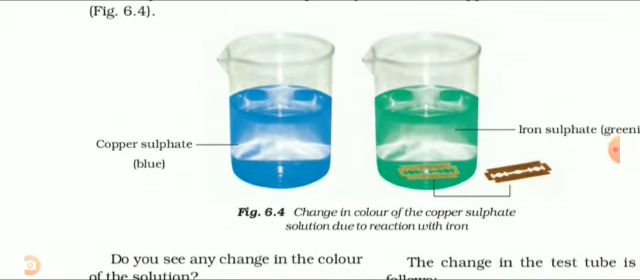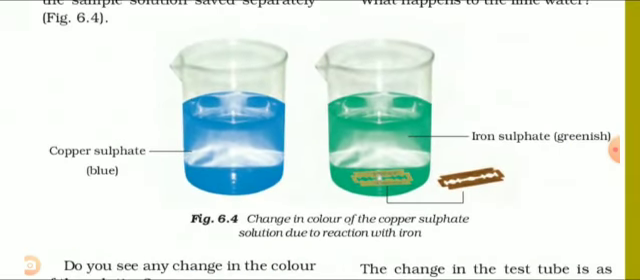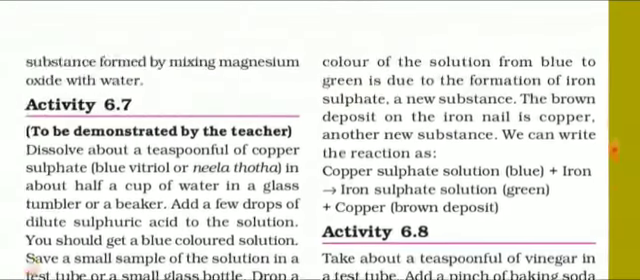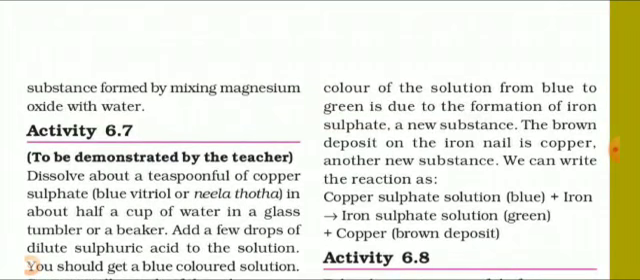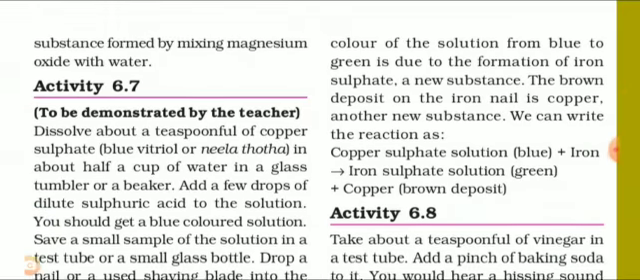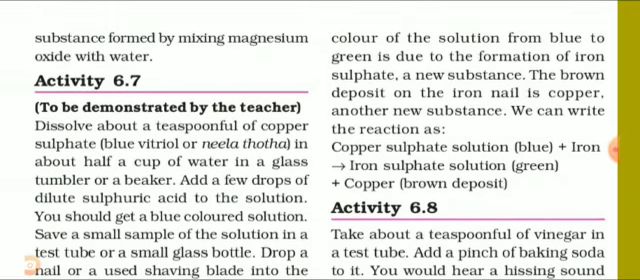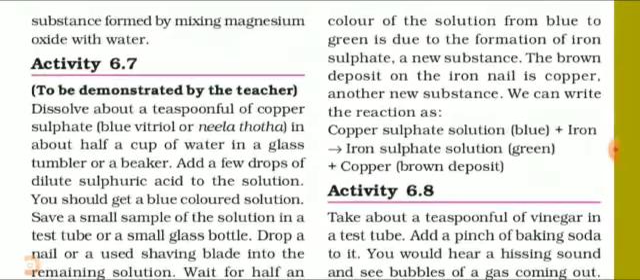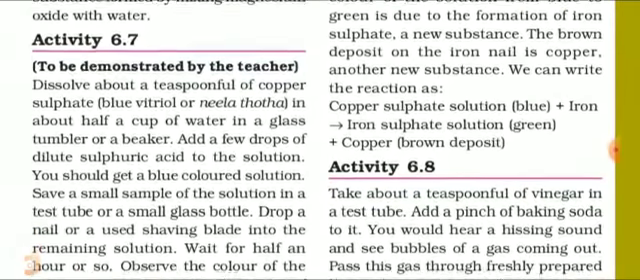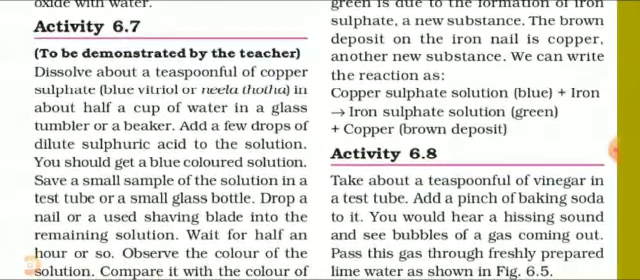As you can see in the second beaker, after adding the used shaving blade, the solution color has changed and become green. Why is that so? The color of the solution changes from blue to green due to the formation of iron sulphate, a new substance, right? Now the brown deposit on the iron nail is copper, another new substance.